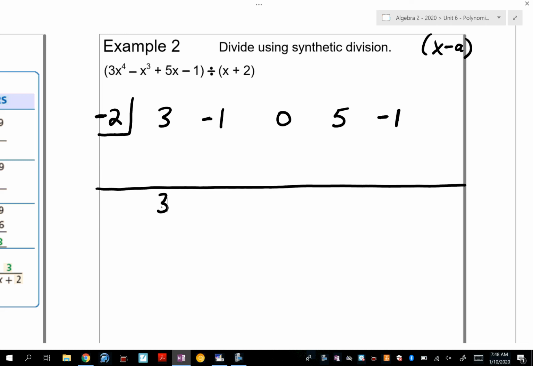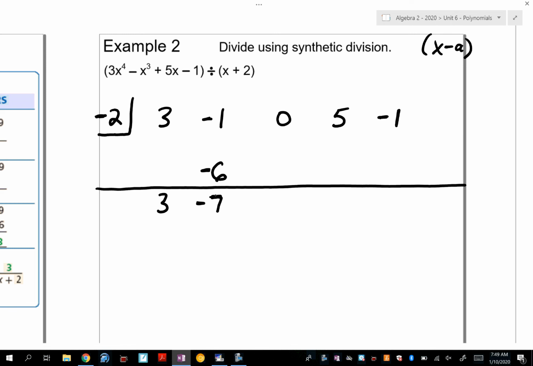Now you take this 3 and multiply it by the number in the corner. What's 3 times negative 2? Negative 6. And you write it underneath the next coefficient. Now with synthetic division, we're always going to add. Remember, in long division we used subtraction, but in synthetic division we use addition. So what's negative 1 plus negative 6? Negative 7.